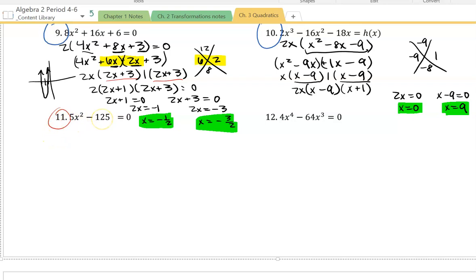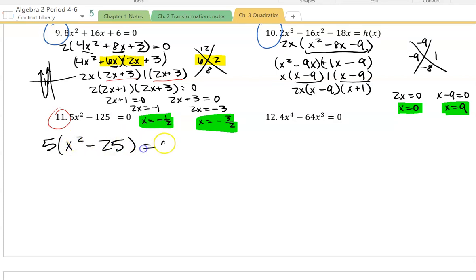I noticed that both 5x squared and negative 125 are divisible by 5. So I'm going to take the 5, write it outside a set of parentheses, and then I would get x squared minus 25 left inside of the parentheses. Again, if I distribute that out, I should get back 5x squared minus 125, and I do.